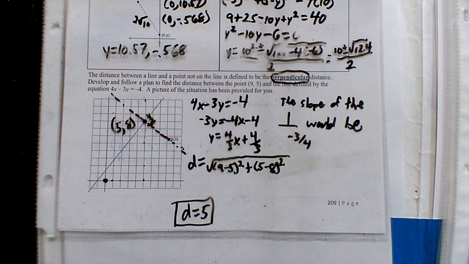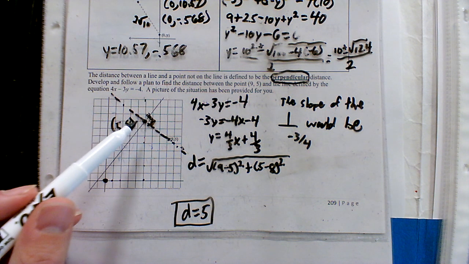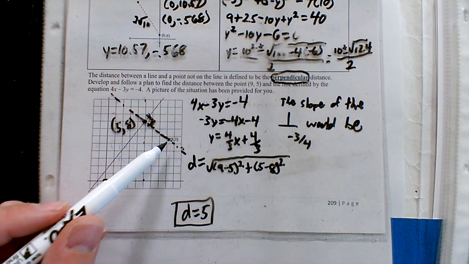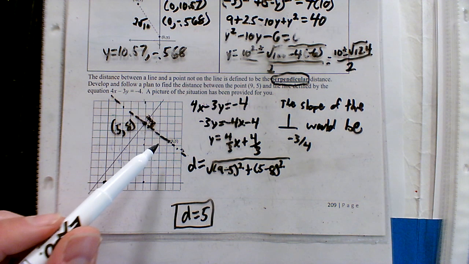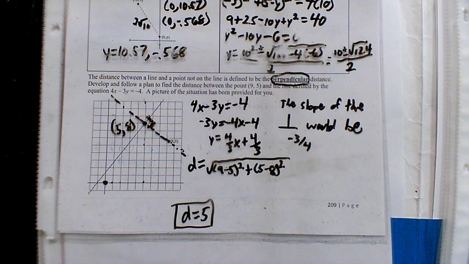Any questions on how we went about solving that? Now we were missing a point, so we needed the opposite reciprocal, and that's how we found the line that was perpendicular to that.